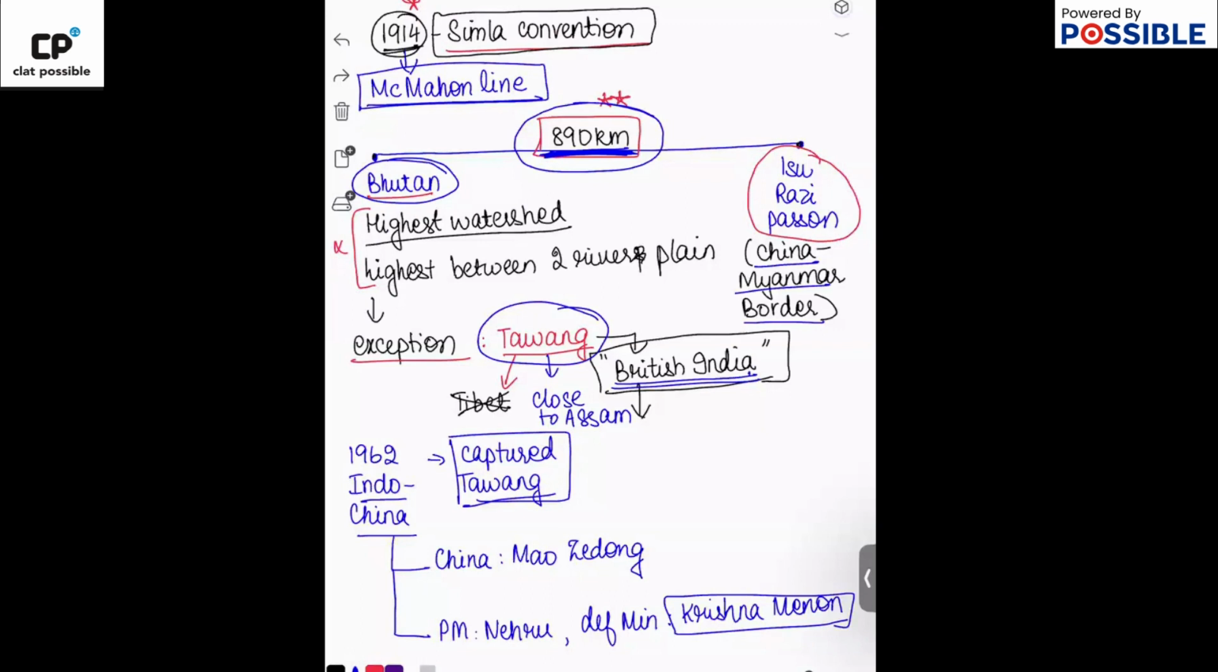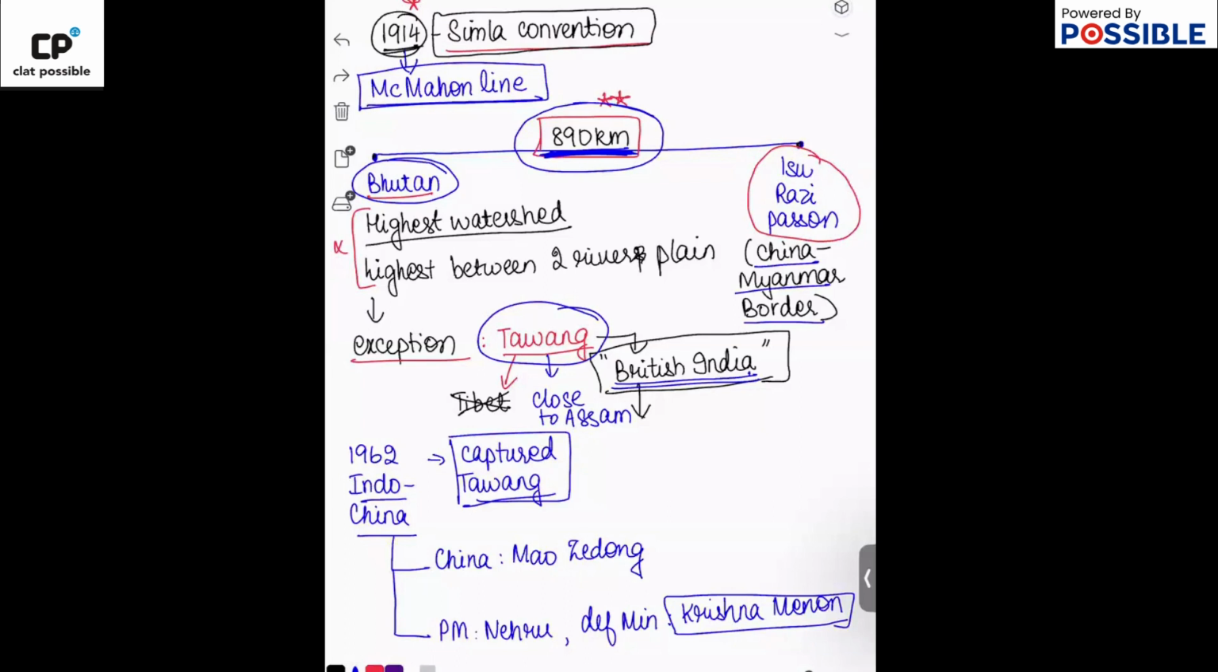Now, in this particular McMahon line, they said the 890 kilometer line, if we talk about the two plain areas, the highest watershed area, the highest portion, the highest location between these two river plains, that is where the McMahon line was made. The exception to the case was Tawang. Tawang, according to this, was supposed to be a part of Tibet, but we made it a part of British India because we felt that it is very, very easy to attack India, or at that time British India, through Tawang. That is why Tawang was made a part of India.